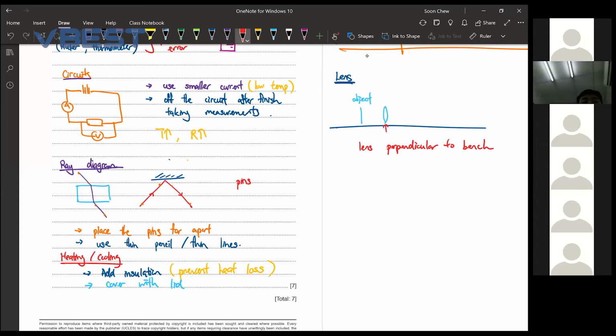So that is one improvement that we can have. Another one is you tell them to carry out the experiment in a dark room. So this too should be enough for your improvement of your lenses experiment. Then lastly, they could also ask you how to check something is vertical.